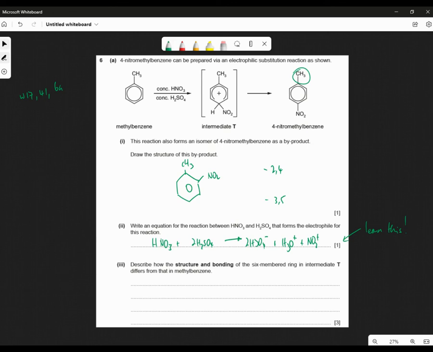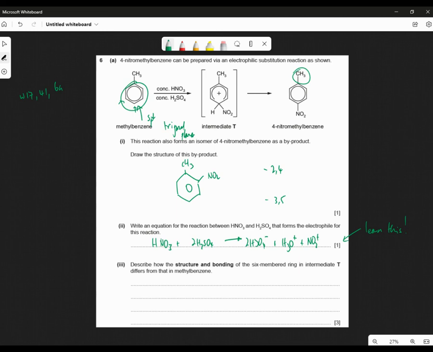Describe how the structure and bonding of the 6-membered ring in intermediate T differs from that in methyl benzene. Oh, that's an interesting question. All right, so we've got some strange things here. Is it methyl benzene? Yeah. This is sp2 hybridized, isn't it? Yeah, sp2, and because of that, all of the carbons are trigonal planar, and that's why the benzene ring itself is planar. Because everything is flat.